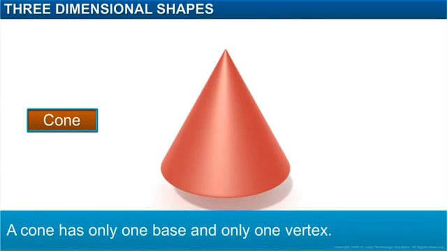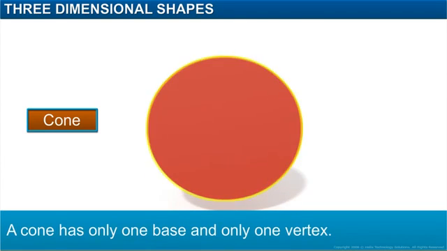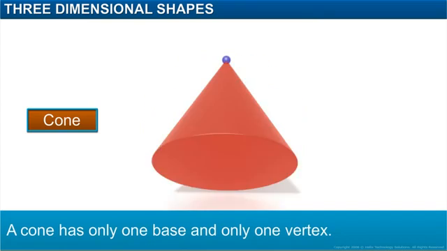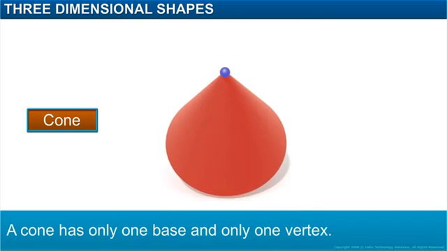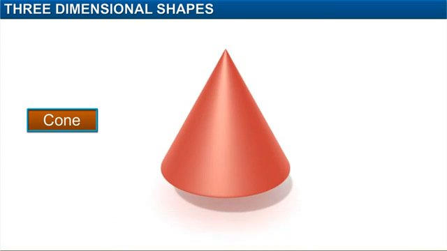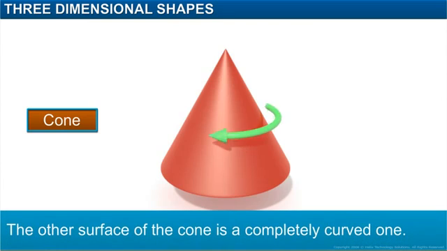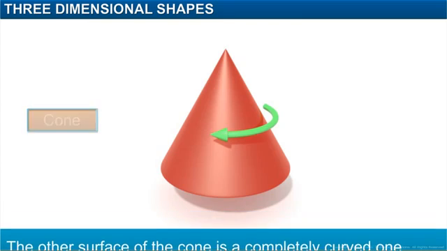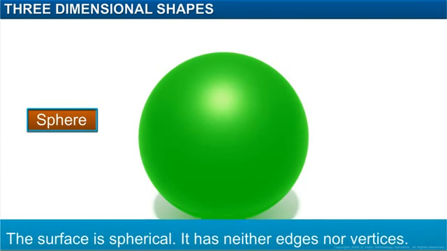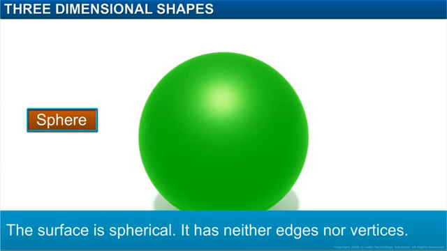Next, we will observe the cone. A cone has only one base and only one vertex. The other surface is a completely curved one. If we observe the sphere, the surface is spherical. It has neither edges nor vertices.